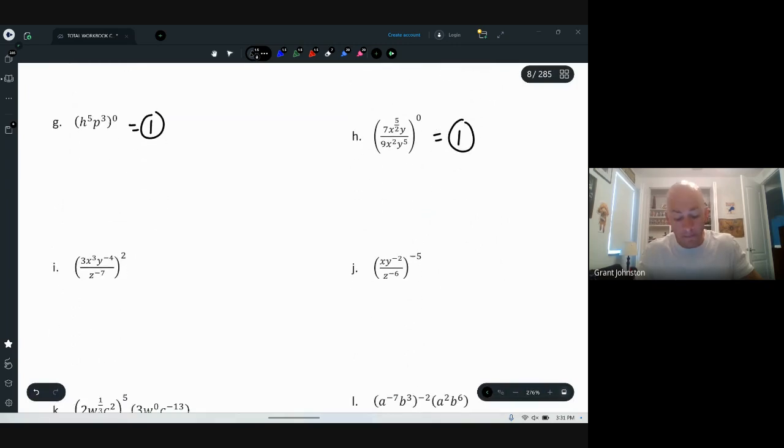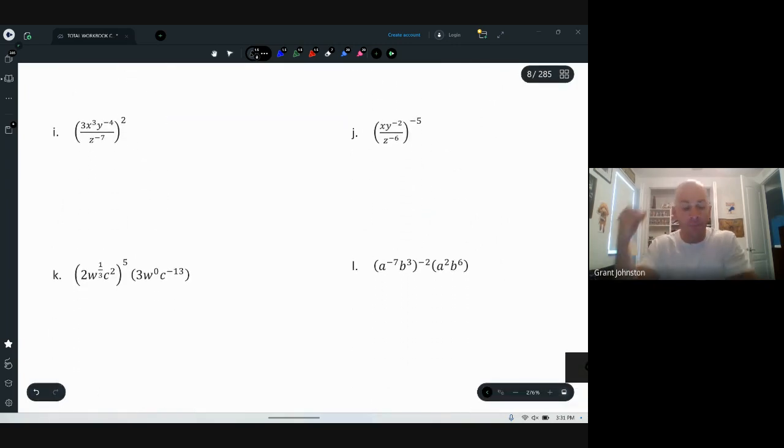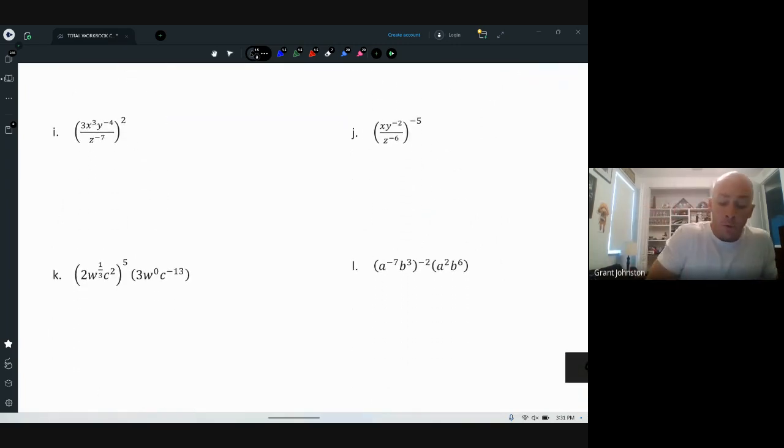Let me do a few more, actually. So 3 to the 2nd is 9. The x to the 3rd to the 2nd power would be x to the 6th. And this would be y to the -8. That's the numerator. Then on the denominator, I'm going to have z to the -14.